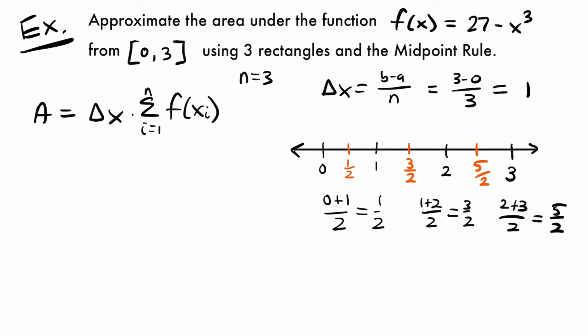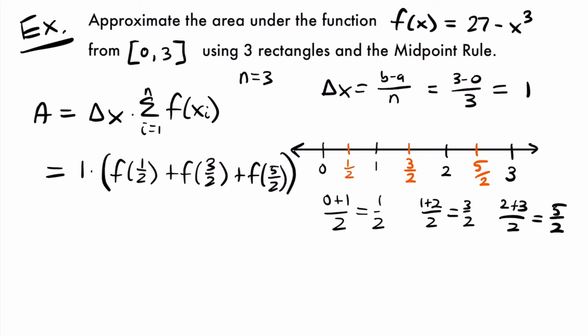And so the area will be equal to delta x, which we said is 1. So we'll just have 1 times the sum of our values of x sub i plugged into our function, which is 27 minus x cubed. So we'll have f of 1/2 plus f of 3/2 plus f of 5/2, right? That is each of our values of x sub i that we found plugged into our function.